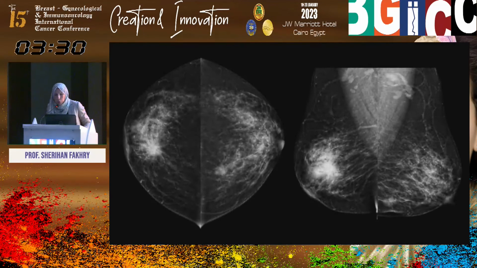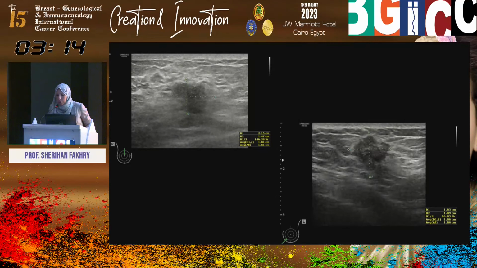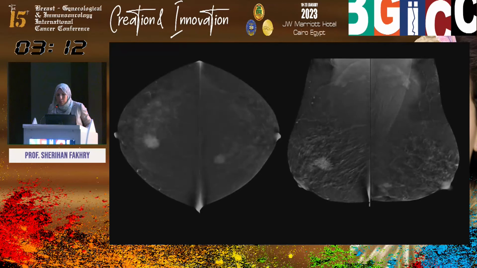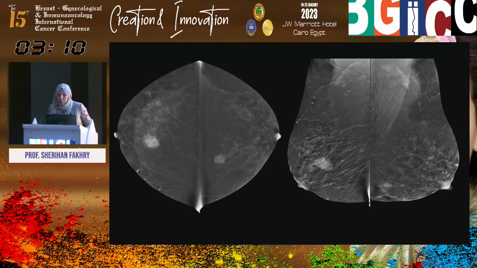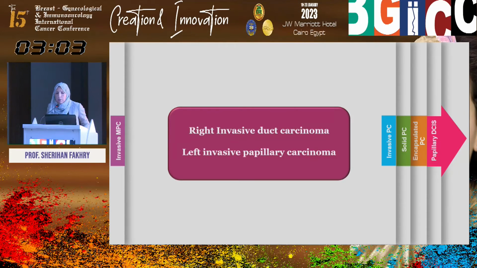This case showed two pathologies in both sides. On the right side, there is a large hyperdense spiculated lesion, while on the left side, there was a small lobulated equal density lesion, and that was confirmed by complementary ultrasound. Contrast enhanced mammography showed enhancement in both, yet maybe more intense in the right-sided lesion. And pathology revealed right invasive ductal carcinoma and left invasive papillary carcinoma.